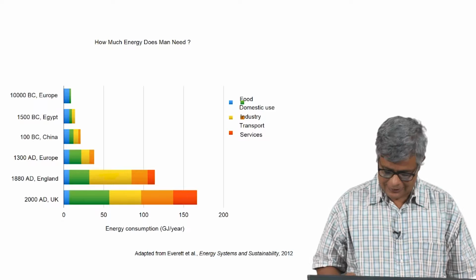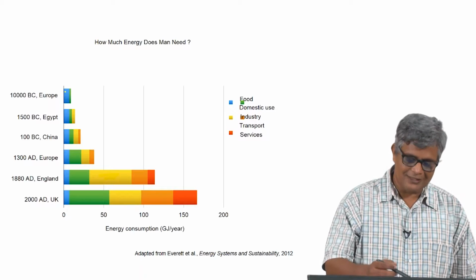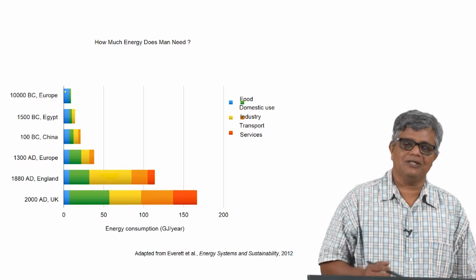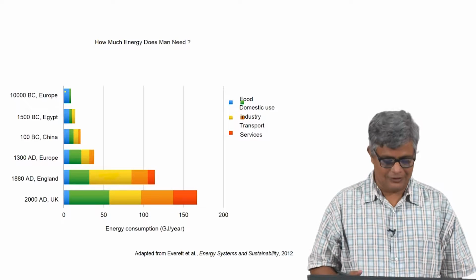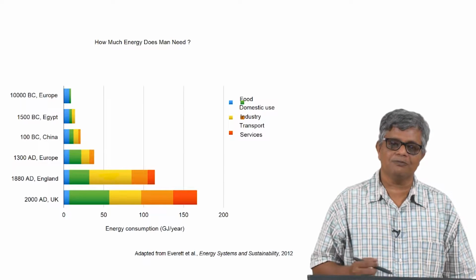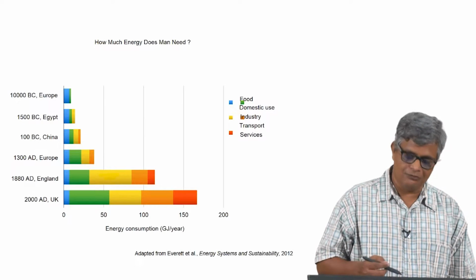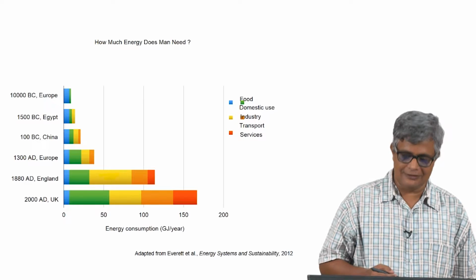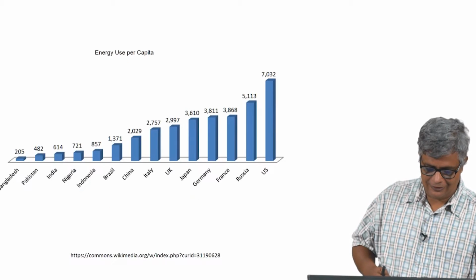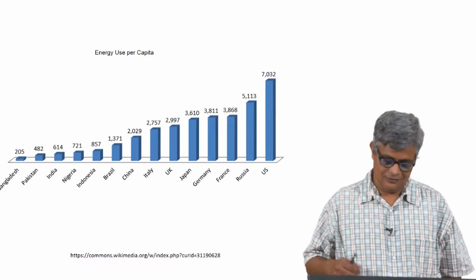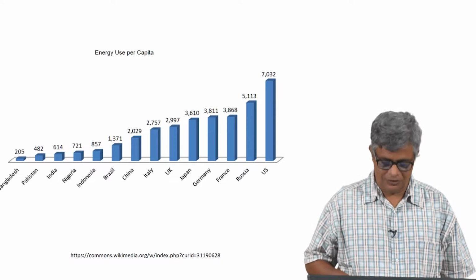So the modern man has close to 170 gigajoules per year of energy, compared to less than 10 gigajoules per year for the prehistoric man. So that means a factor of 17 times the energy requirement per person over the years, and we need so much more. And another big difference between 10,000 BC and 2000 AD is the number of people that are there. So this has meant there is a big increase in the demand of energy by the modern human society.